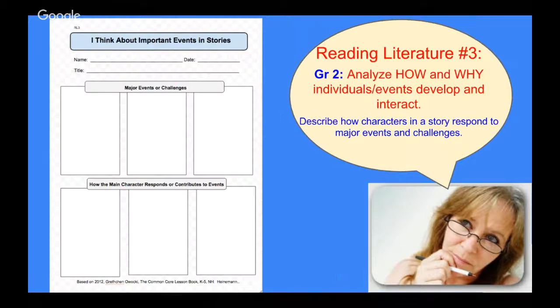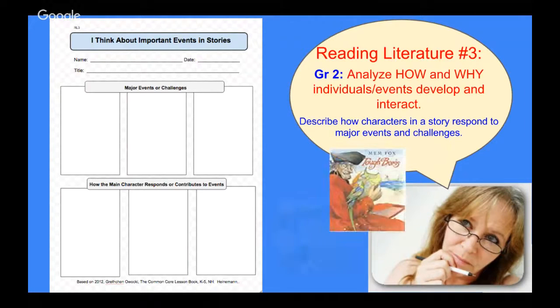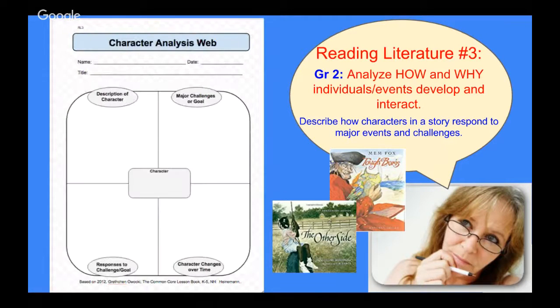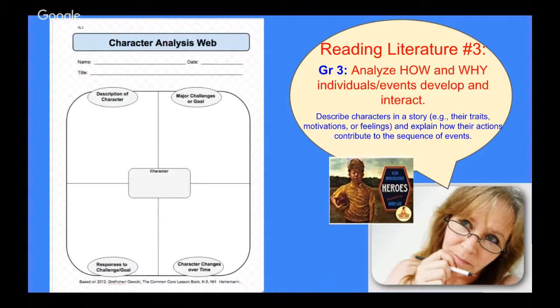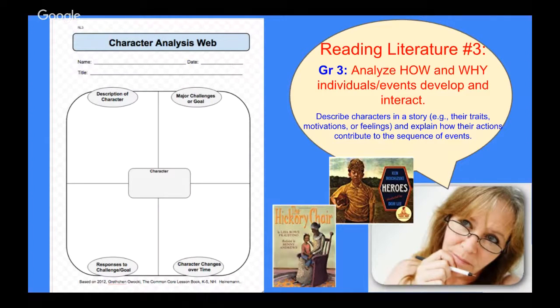support. And these would be some first grade models. Standard 2 now is looking directly at how characters respond to events and challenges. Some grade 2 examples, and again, another organizer that just bumps it up a notch. Grade level 3 is looking now at a deeper description of the character, their traits, their motivations, their feelings, and students must be able to explain how their actions contribute to the sequence of events. These are some books I did not know, but there was not one bad example on that list.